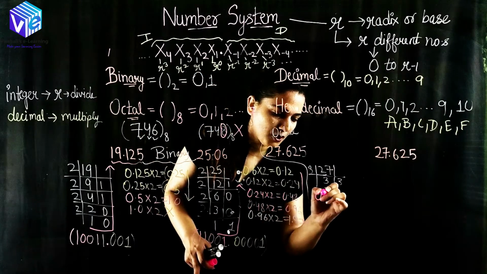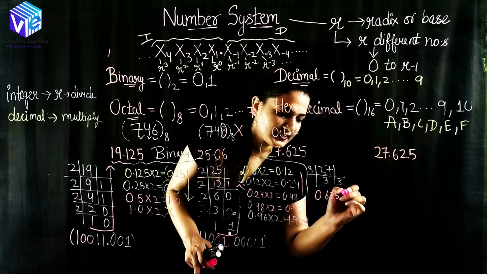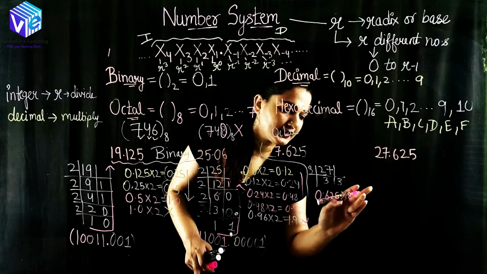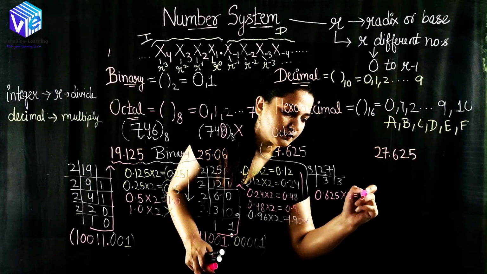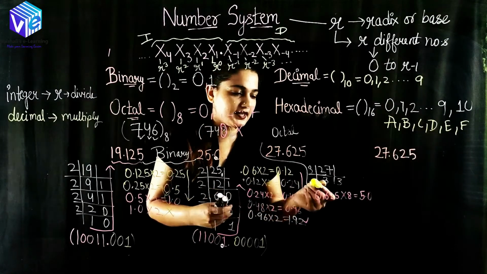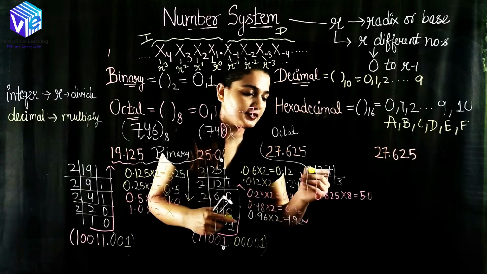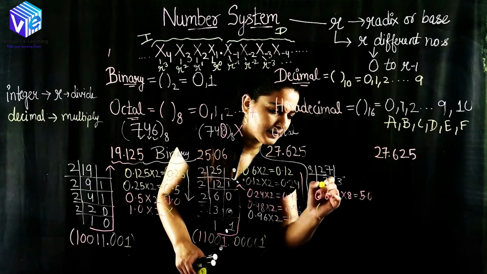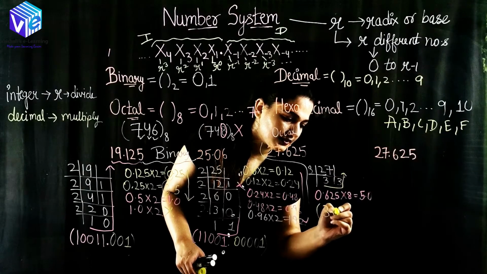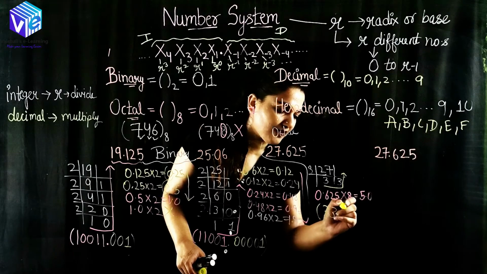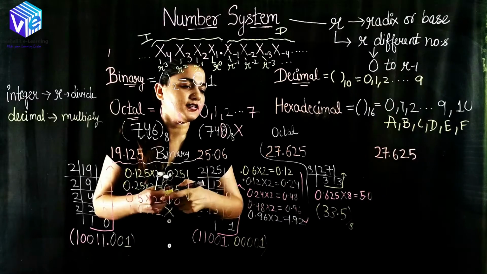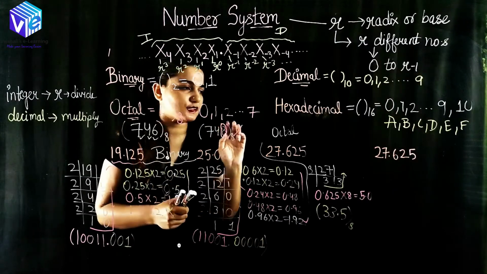So here I have 0.625. It is multiplied with 8. So I will be getting 5.0. Okay, so now when I multiply 5 with 8, I will be getting a number greater than 8. So I will not consider it. So what is the number? The resultant number is, I have to move here from downward to upward, which is 33. Here I have 5. So 33.5 is my octal representation of this decimal number 27.625.